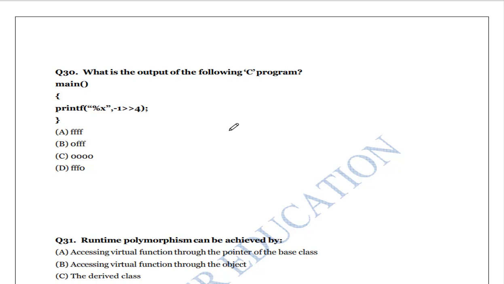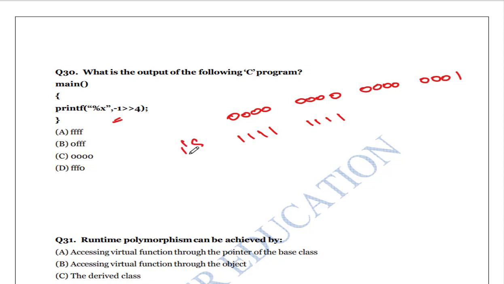So what is the output of the following C program? Main. So -1 is written as, in a 16-bit, 00000000. Now I have to find the 2's complement, since this is -1. So convert this into 1's complement. Then 2's complement means adding plus 1, right? Then 1 1 1 1 1 1 0.